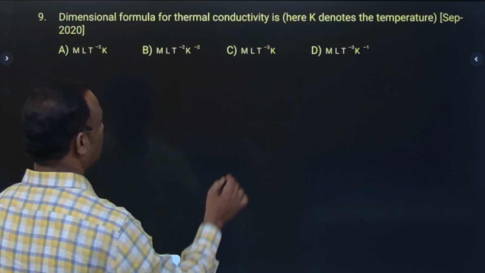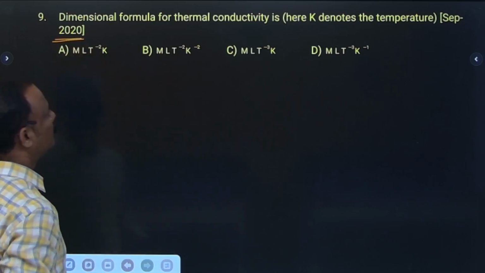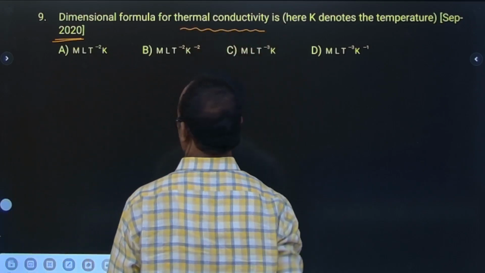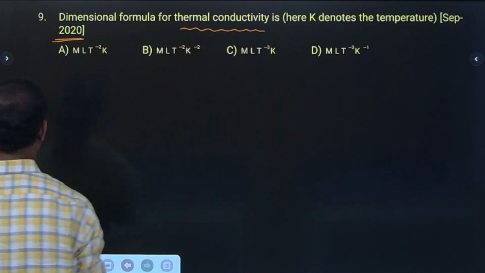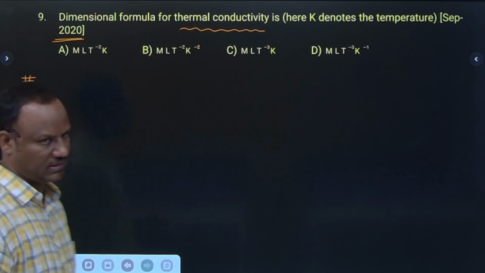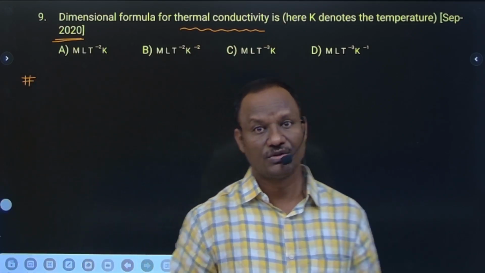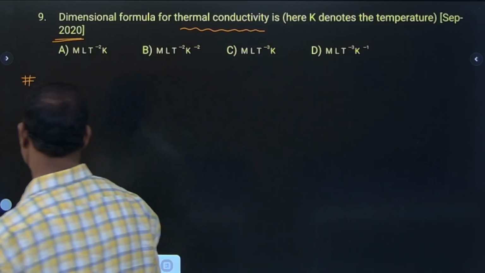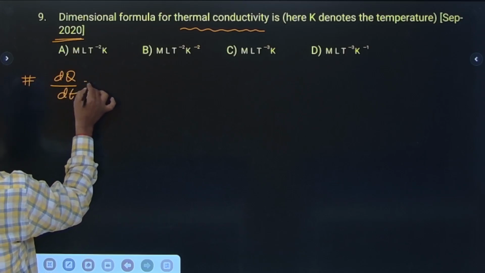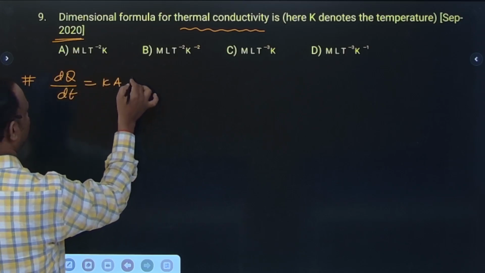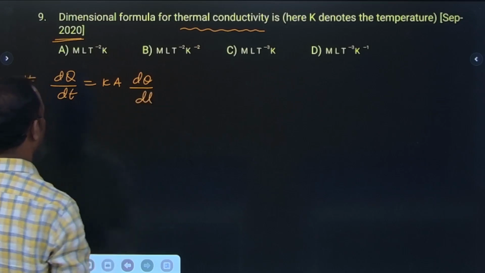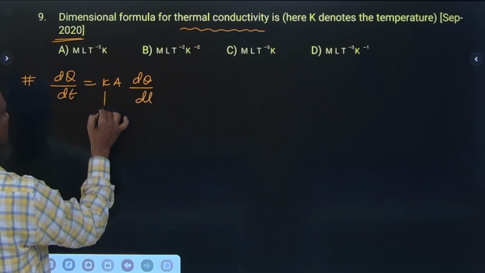So, September 2020, yes. But this question is asking about thermal conductivity, the dimension formula of thermal conductivity. So, where does it come from? It comes from transmission of heat. The rate of heat flow, dQ by dt, is equal to KA d theta by dl.